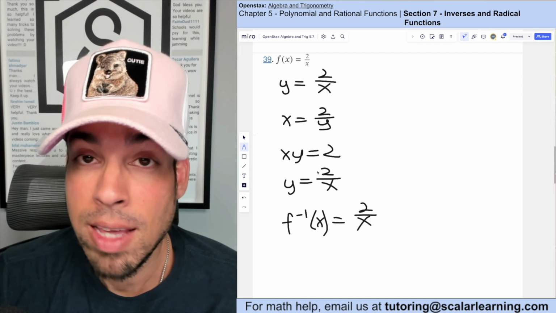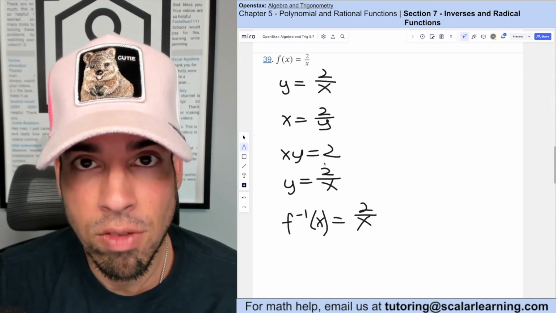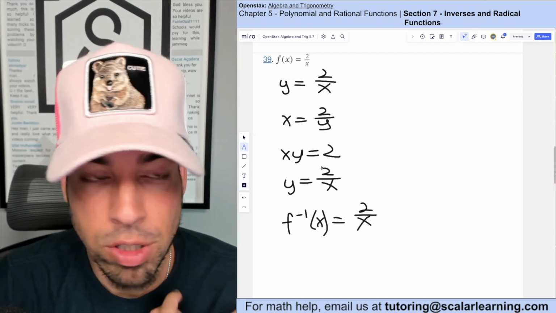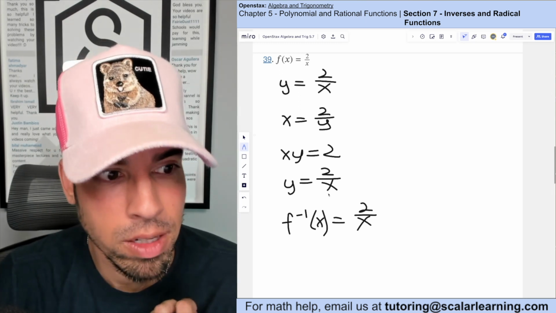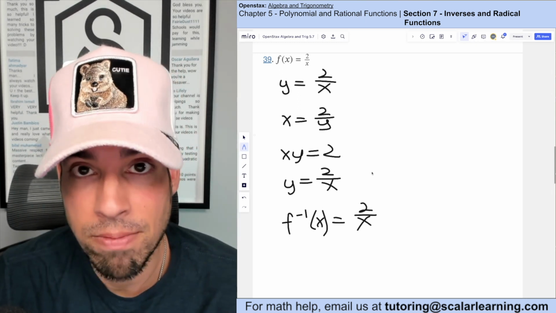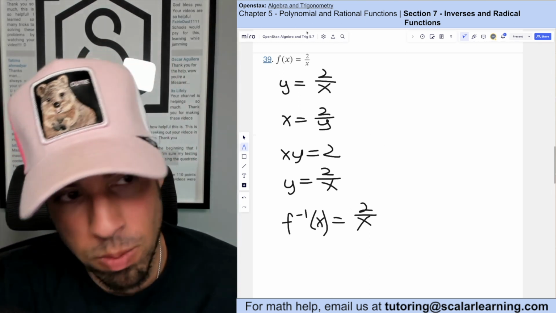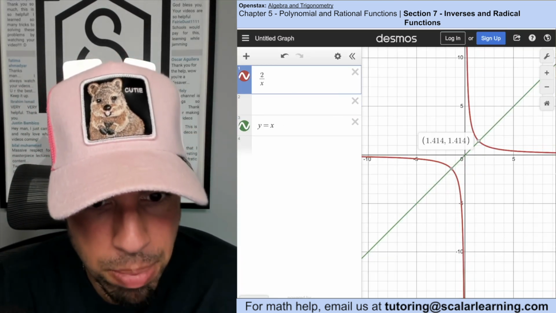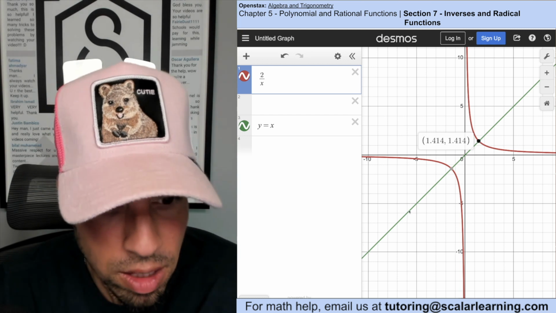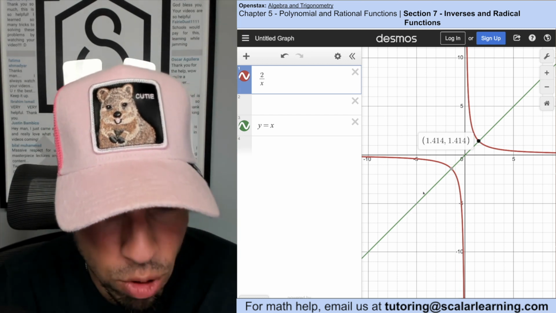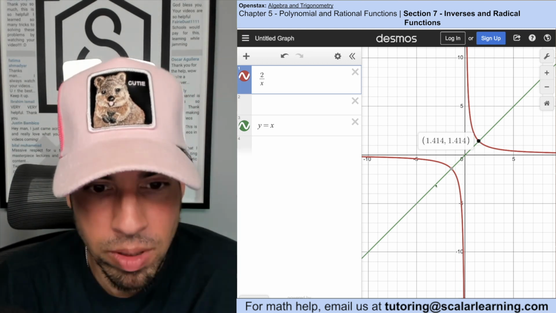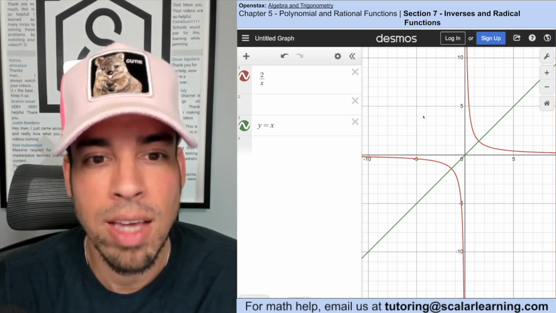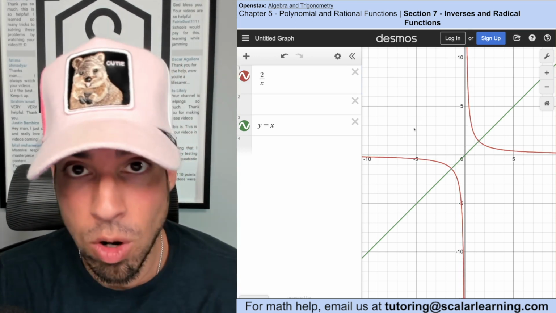So what does that mean? That means that this function in and of itself must be symmetric across the y equals x, because to get the inverse, it's going to be the same function. So it must have that perfect symmetry. So let's check it out. When we look at the function 2 over x, it does indeed appear to have that beautiful symmetry. Like the line y equals x is cutting it perfectly down the middle, perfectly down that line of symmetry. So that's when you're going to see that a function is its own inverse.